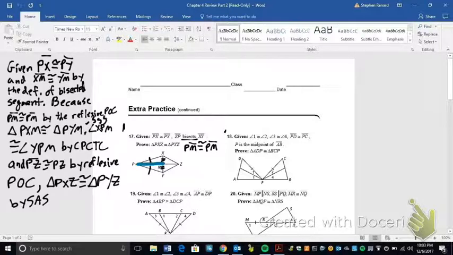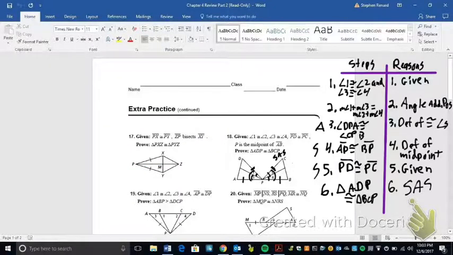Side, side, side. We then use the fact that corresponding parts of congruent triangles are congruent, or CPCTC, to say that angle XPM and angle YPM are congruent. We then say that PZ is congruent to itself, and that's going to give us side angle side congruency, because we know that PY and PX are congruent. That was already one of the givens.